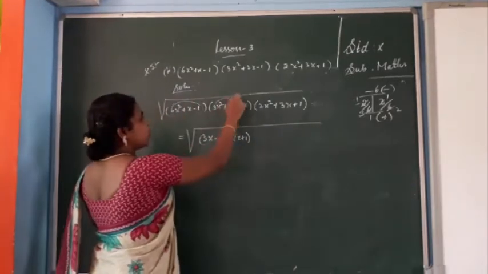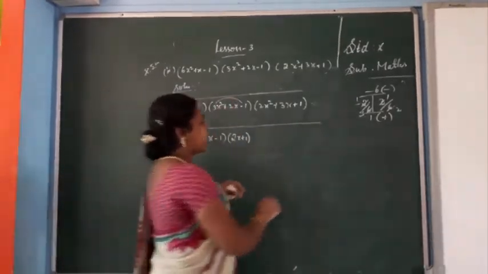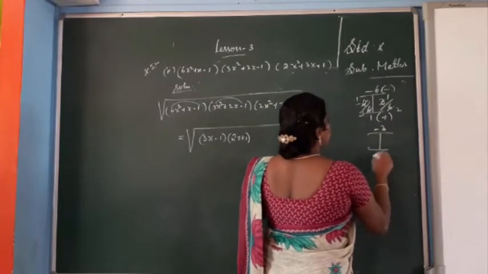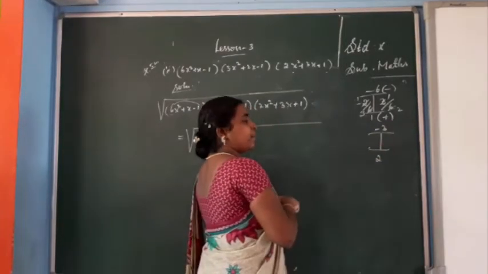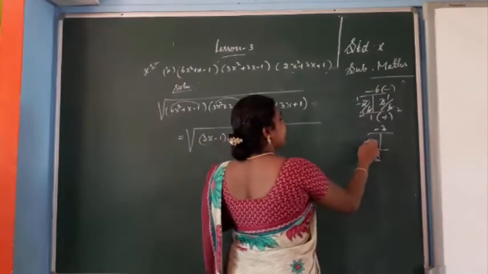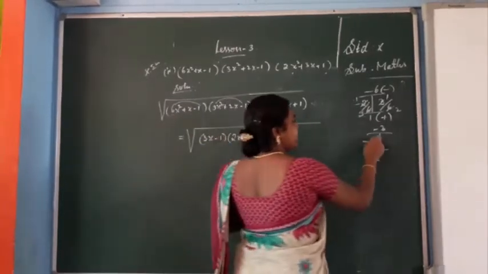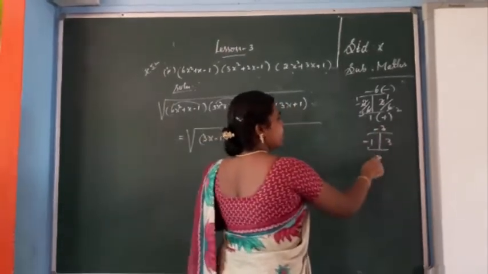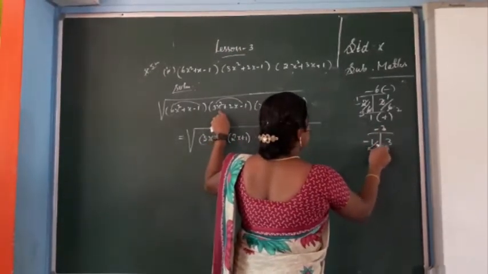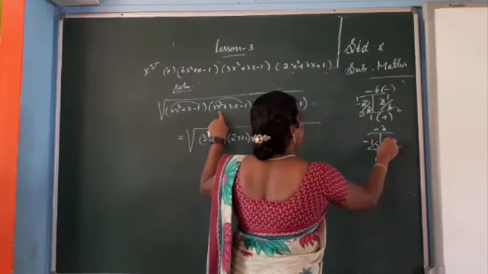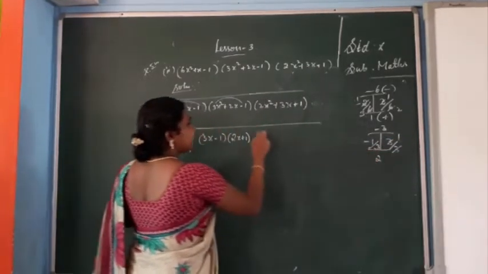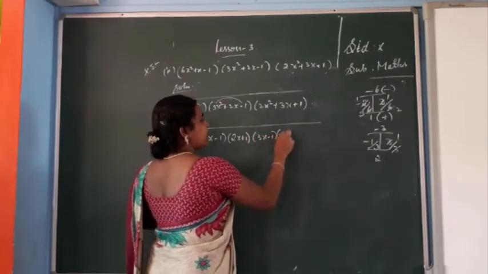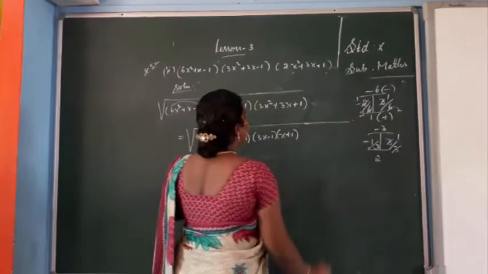The product is minus 3 and the sum is 2. So here also the product is negative and the sum is positive, which means the smaller number is negative. So 1 3 is 3, and 3 minus 1 is 2. The coefficient of x square is 3, so divide by 3 and the 3s cancel. So we get 3x minus 1, then x plus 1. The second one is over. Next, the third one.